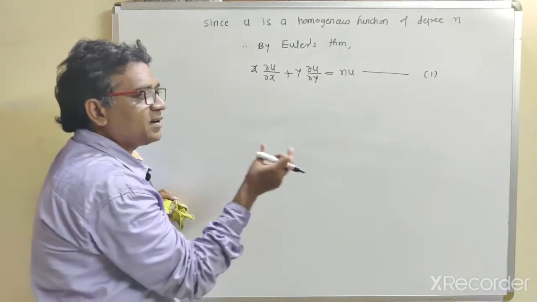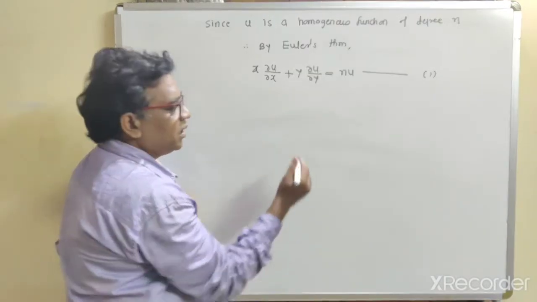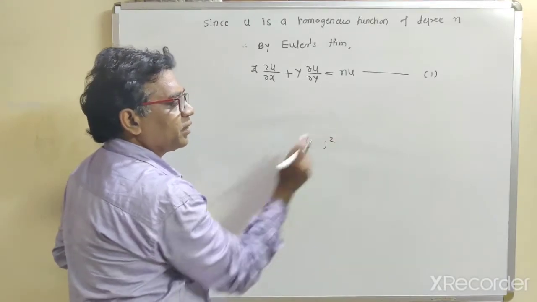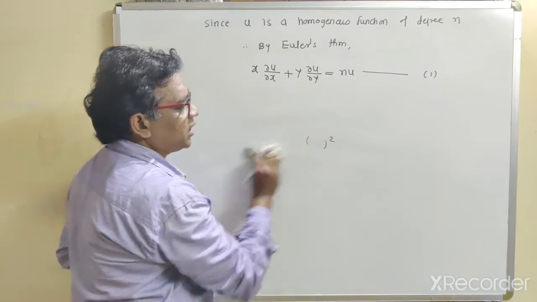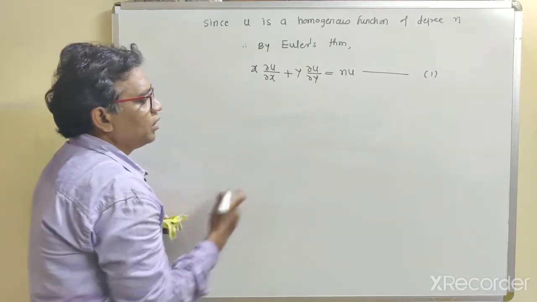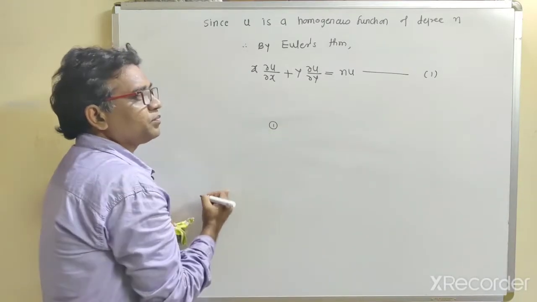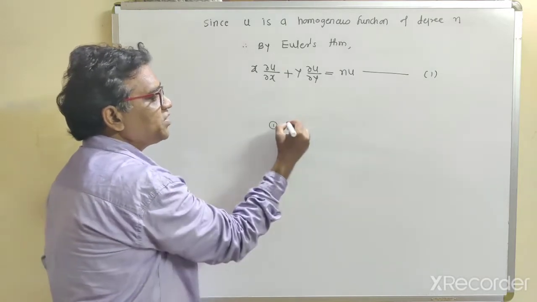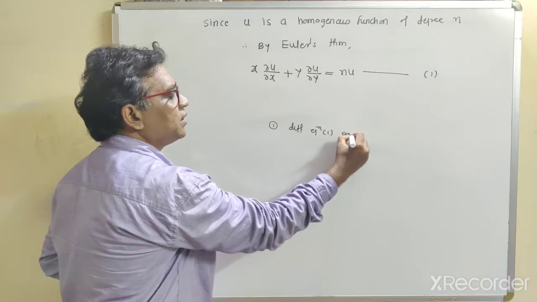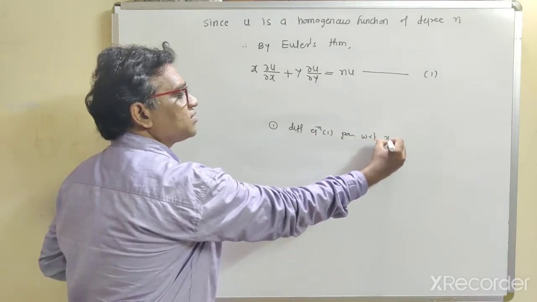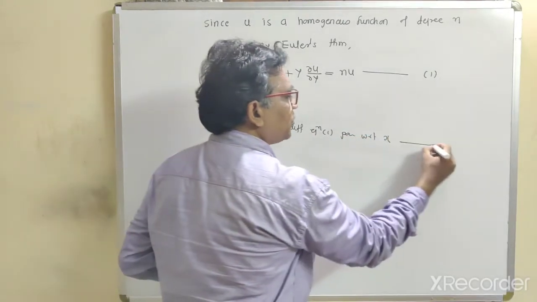Now see how to get that left hand side term. It is just like a bracket square type term. So how to get this bracket square type term? There are 3 steps. What is step number 1? Differentiating equation 1 partially with respect to x. This is, suppose, equation number 2.